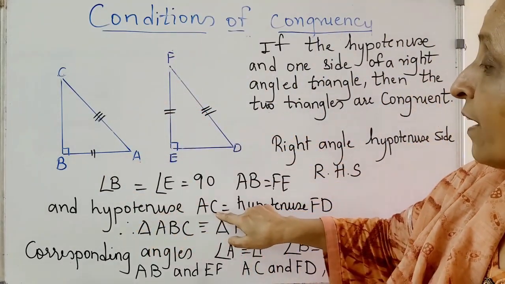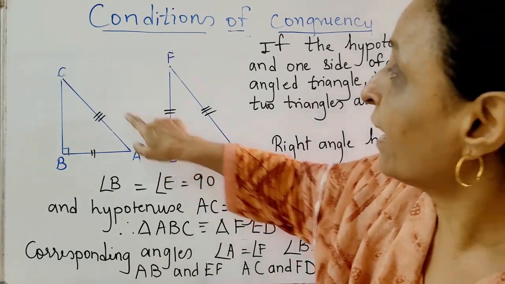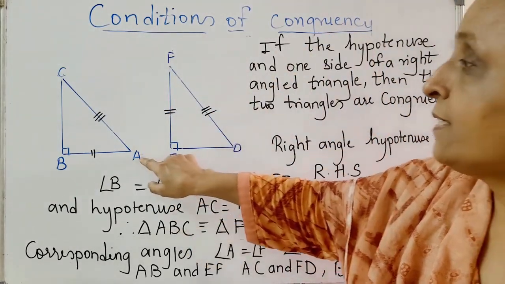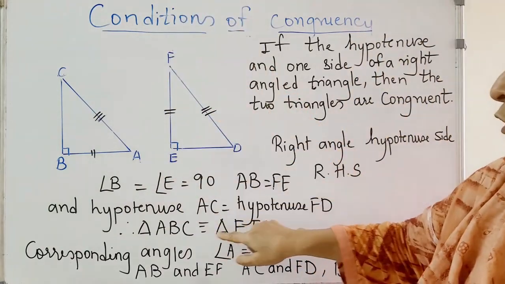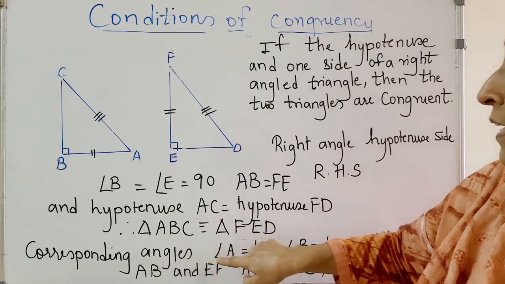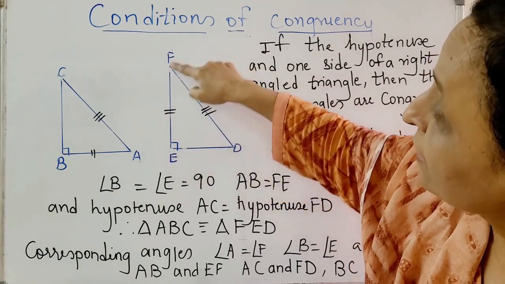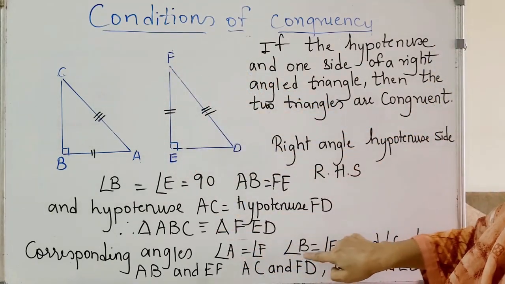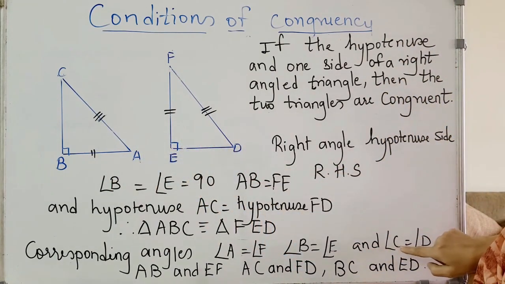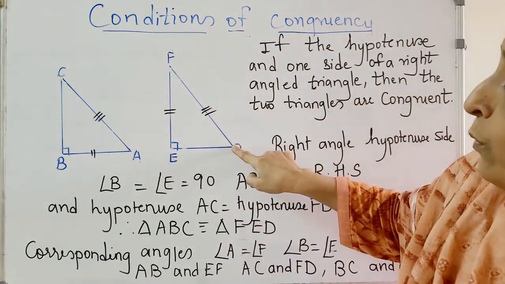The hypotenuse AC is congruent to hypotenuse FD. So here AC is congruent to FD. Therefore, the triangle ABC is congruent to triangle FED. So here the corresponding angles, angle A is equal to F. Angle B is equal to E. And angle C is equal to D.